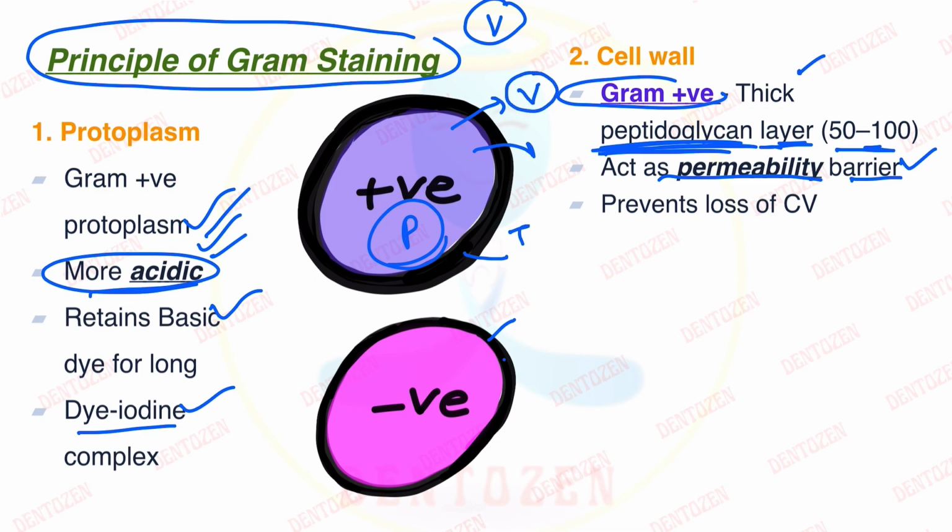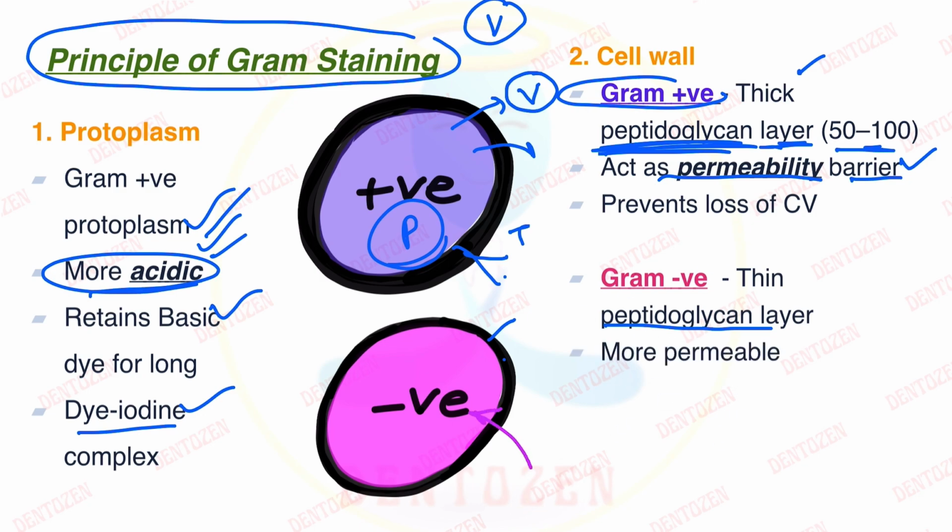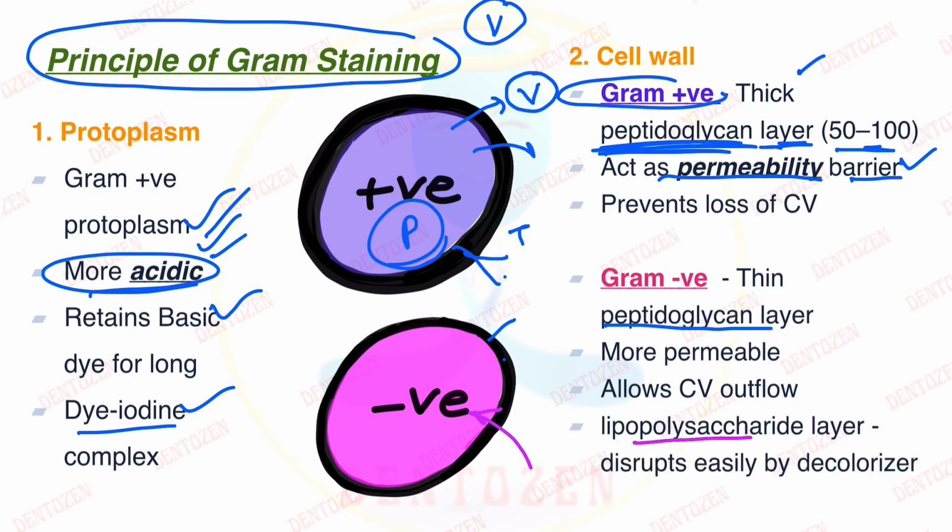Whereas gram negative bacteria, this wall is very thin. It has thin peptidoglycan layer. So first stain will come out and now they have to take up the second stain, that is they will appear pink. So they have more permeable wall, and also they have lipopolysaccharides which will easily get disrupted by decolorizer. So first stain will come out and they will have to take up second stain and appear pink. So those two reasons, more acidic protoplasm of gram positive and thicker peptidoglycan layer in the cell wall of gram positive.